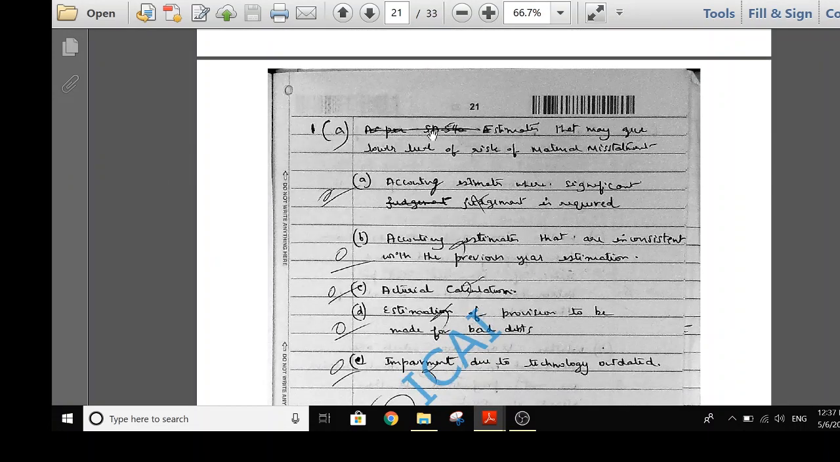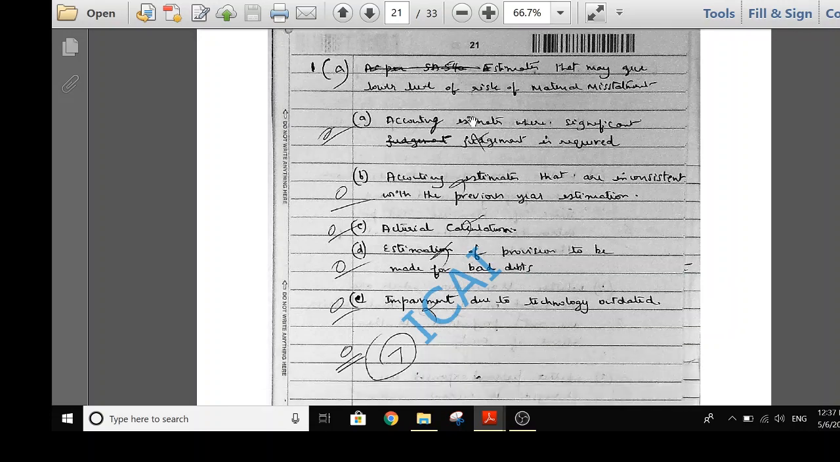Then I went to question 1A about accounting estimates, which I did not know the answer to. I had just written some of the points, where I got 0.